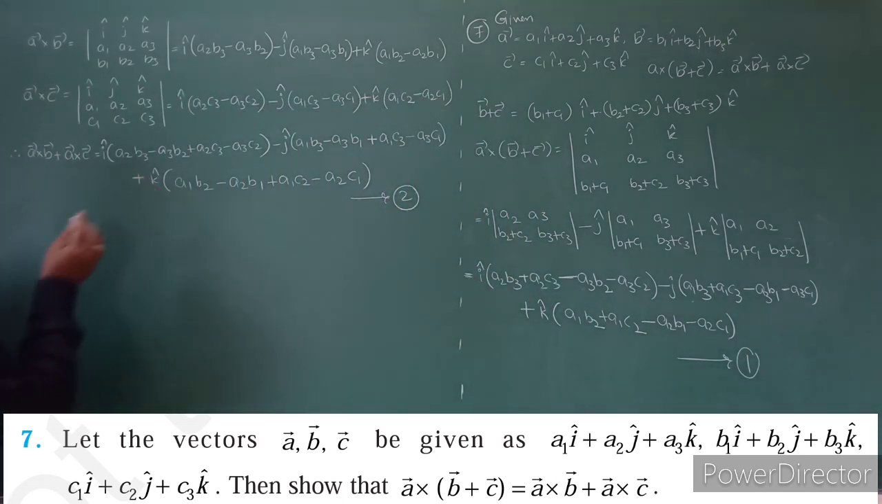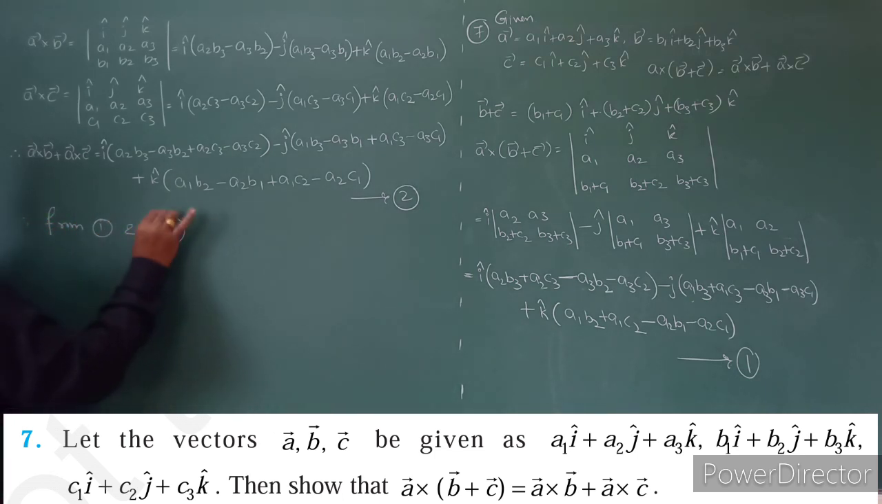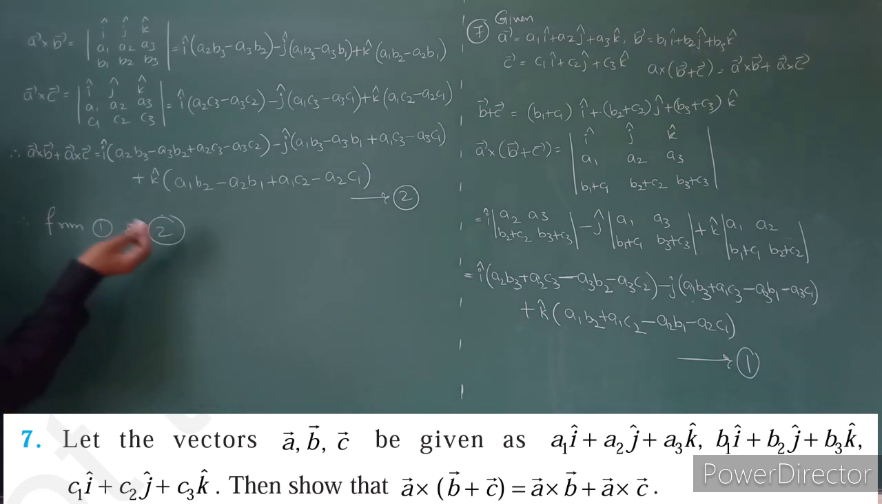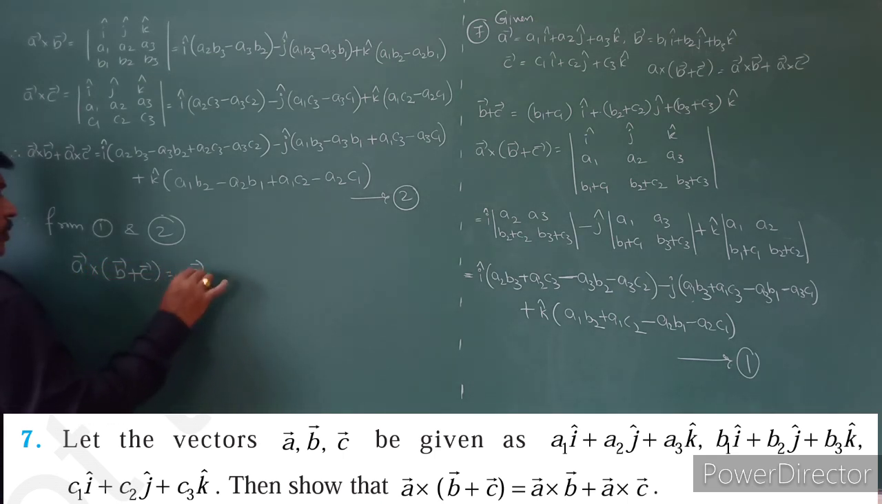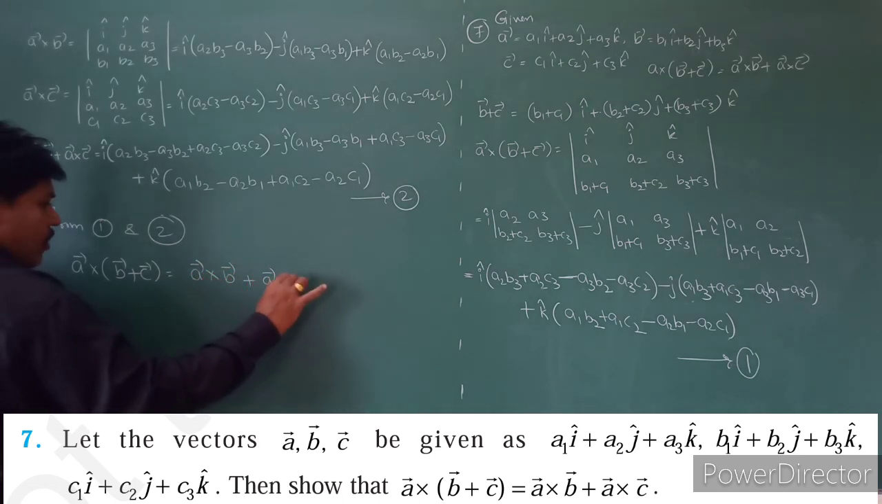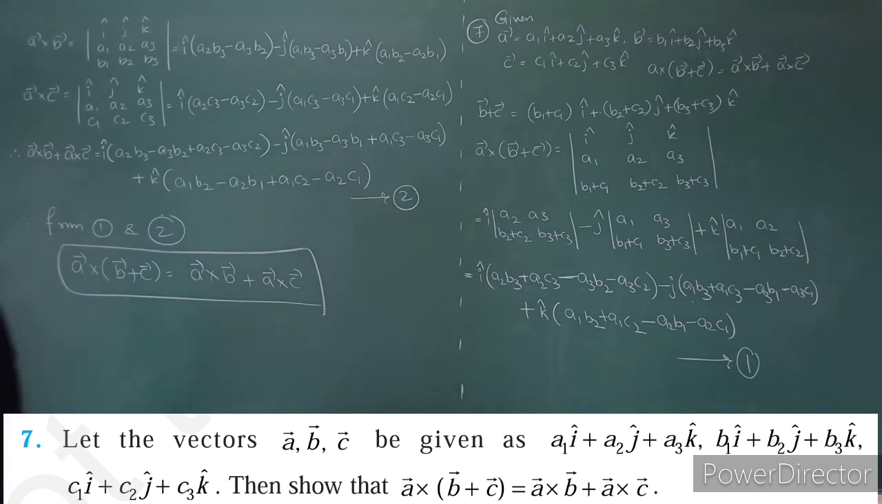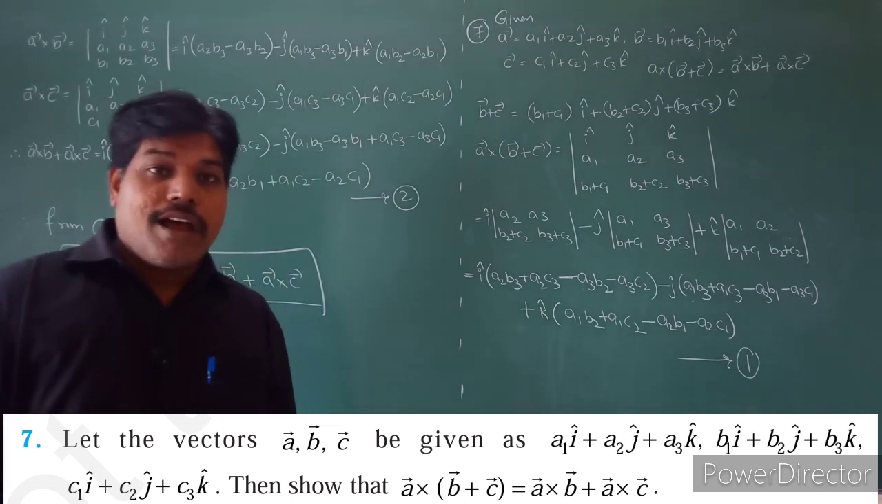So what can we conclude? Therefore, from 1 and 2, A bar cross of B bar plus C bar is equal to A bar cross B bar plus A bar cross C bar. So the cross product satisfies the distributive law under addition.